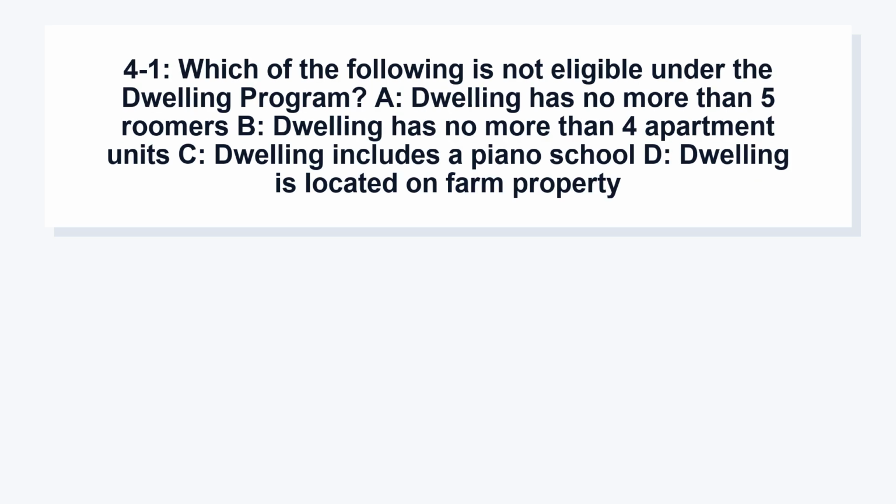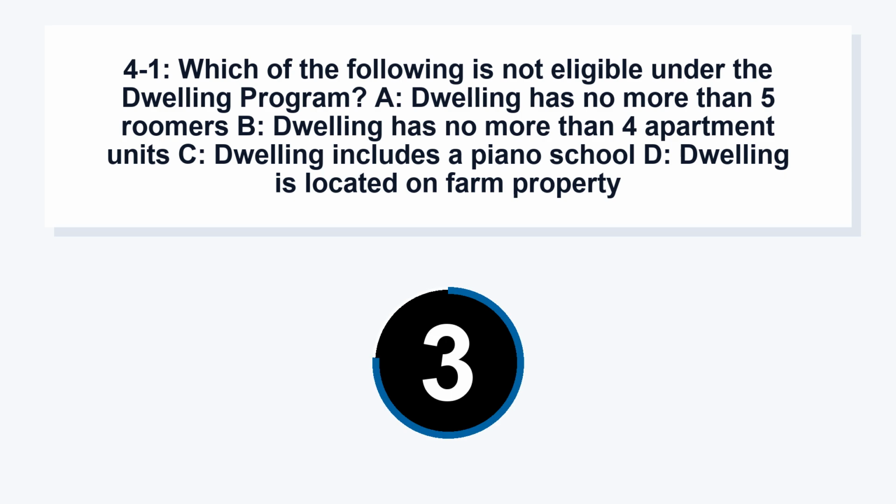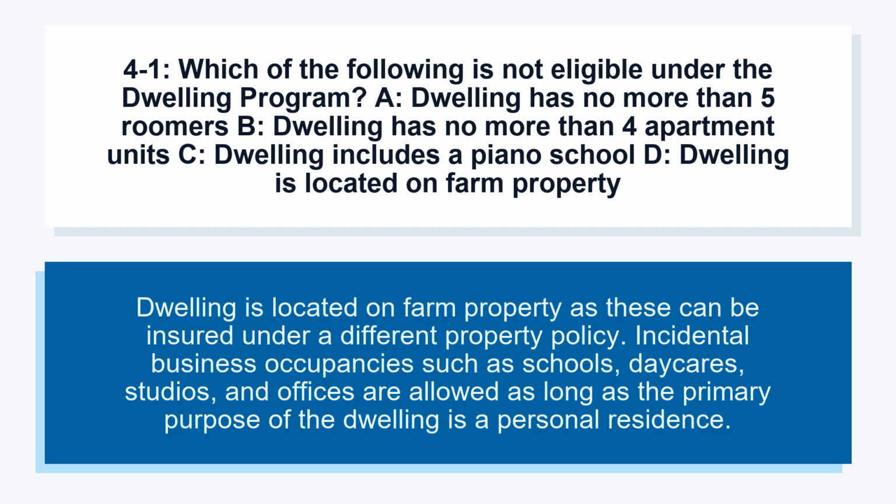Four to 1, which of the following is not eligible under the dwelling program? A. Dwelling has no more than 5 roomers. B. Dwelling has no more than 4 apartment units. C. Dwelling includes a piano school. D. Dwelling is located on farm property. Dwelling is located on farm property, as these can be insured under a different property policy. Incidental business occupancy such as schools, daycares, studios, and offices are allowed as long as the primary purpose of the dwelling is a personal residence.